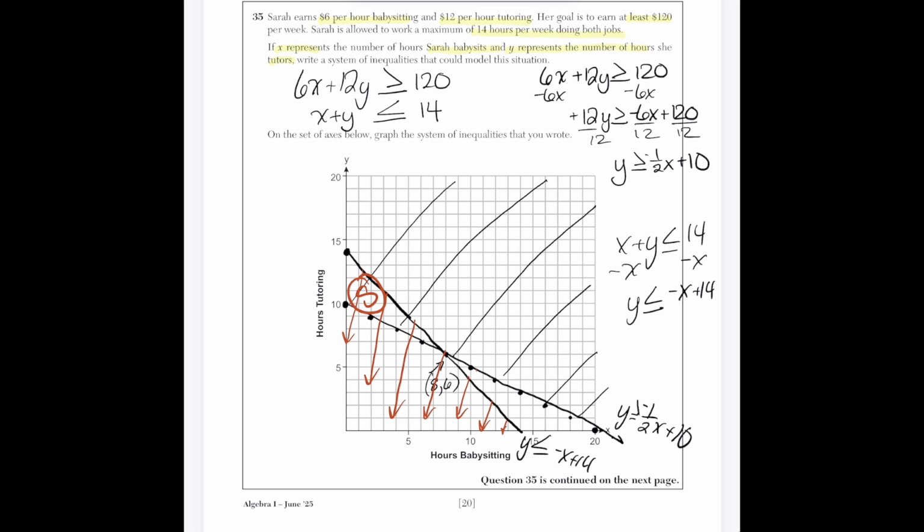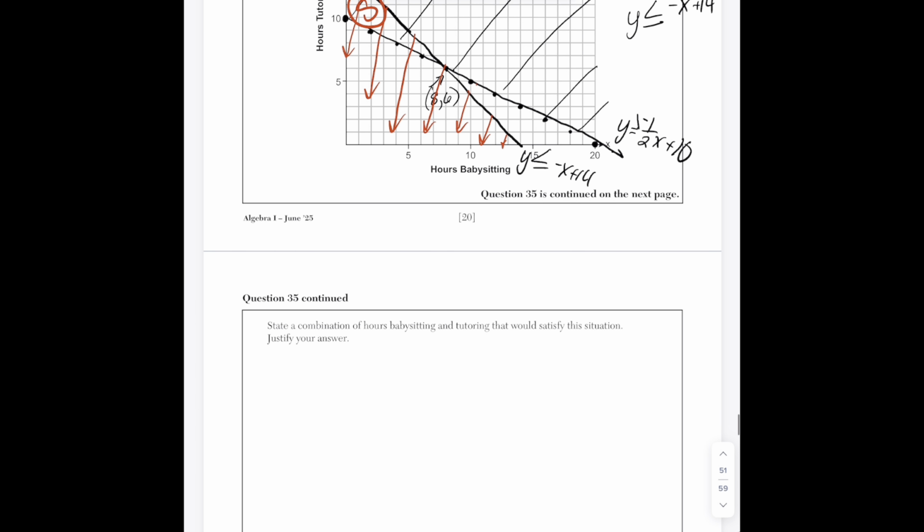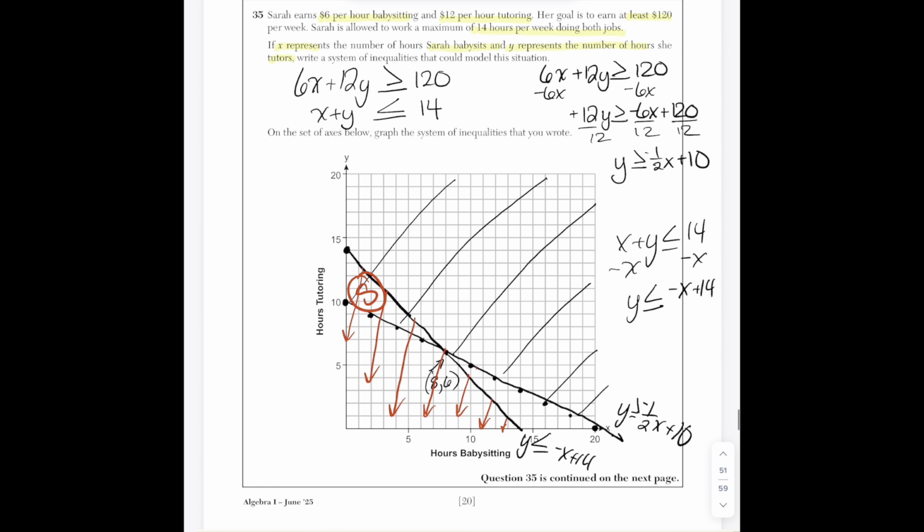Okay, so now let's go to the next part. The next part is asking me to state a combination of hours, babysitting and tutoring, that will satisfy the solution. So I just need a point in here. Just any point in there. Alright, so I like easier numbers. So how about the point 1, 10? Okay, it's within the set. Let's try it out.